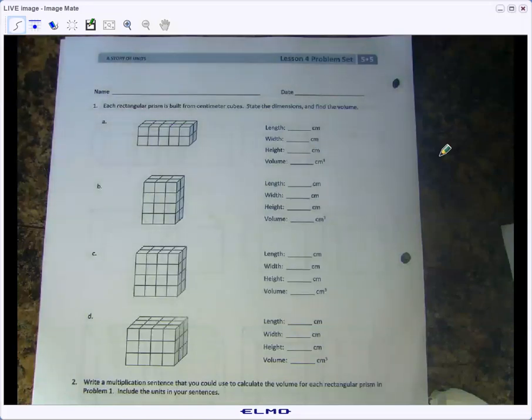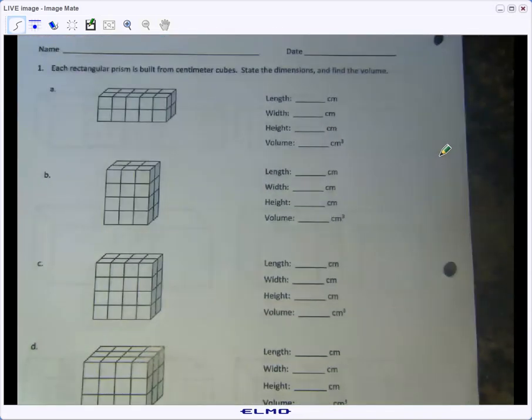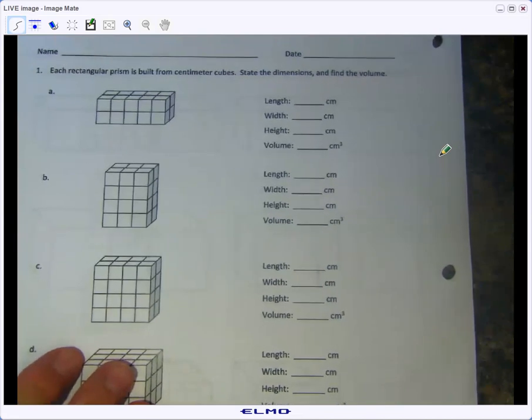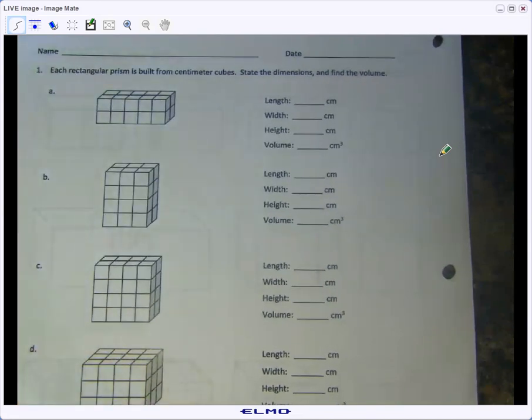Okay, here we go. Lesson 4 for Module 5. We're getting there, 5th grade. We are getting there. You guys are really understanding volume a lot better than I think you would if you were just taught the formula that your parents learned right away.